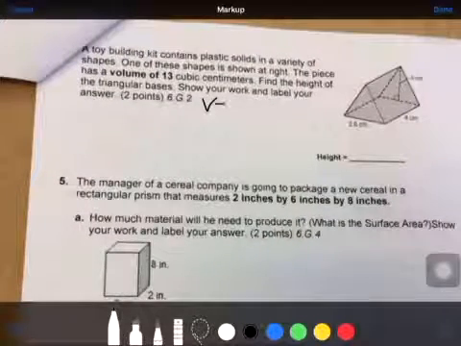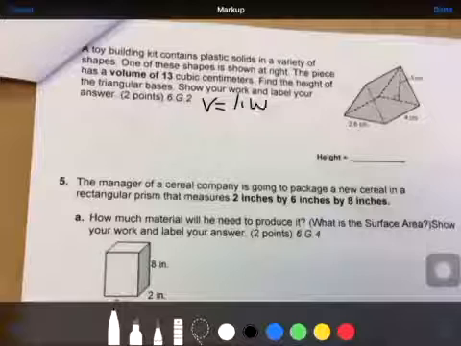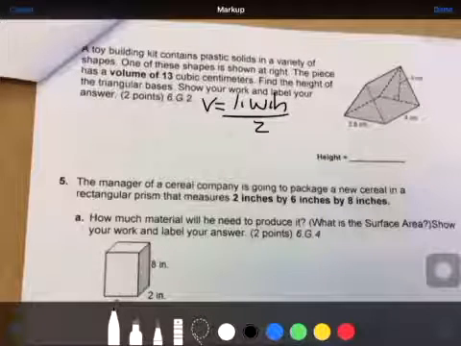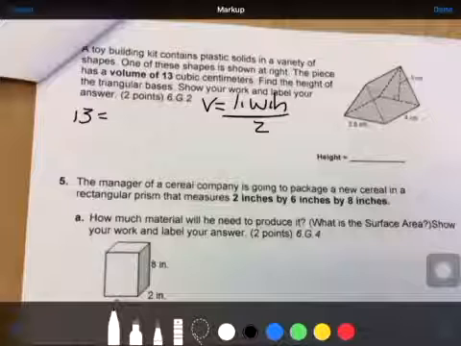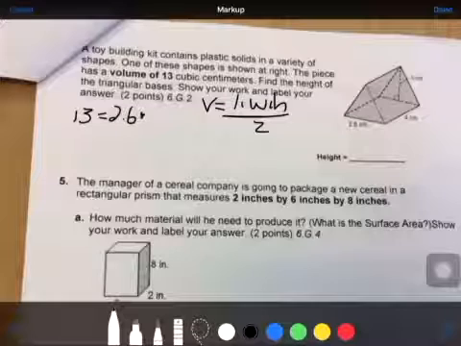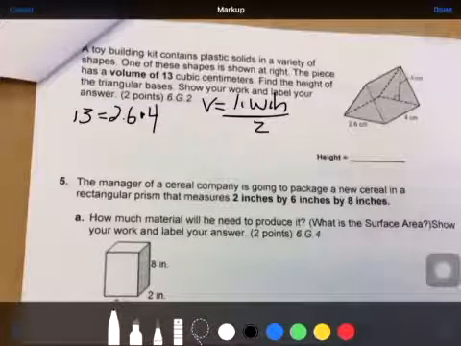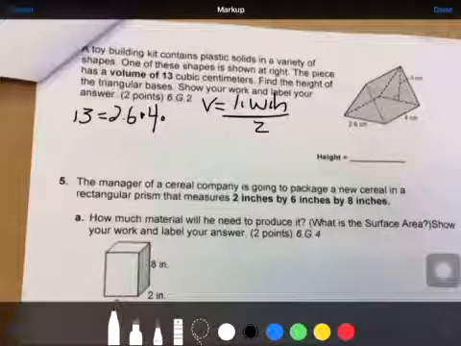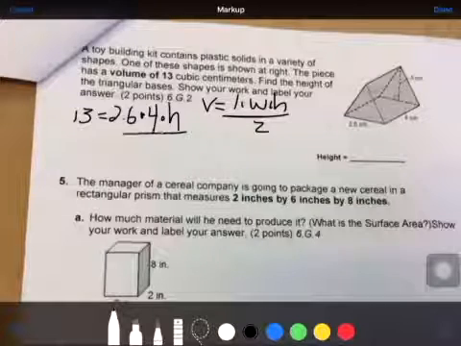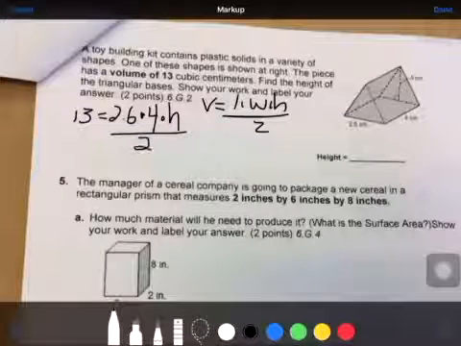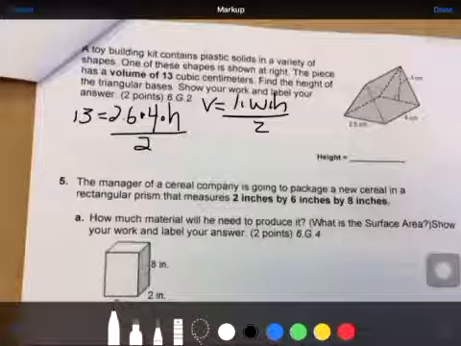So what you're going to do is you're going to start with your formula for a triangular prism. You're going to enter the numbers you know. So I know my volume's 13. I know my length is 2.6 times the width of 4. Right? And we're missing the height. Okay, it really doesn't matter which one I'm missing, but we still solve it the same way. So I have this part set up right there.